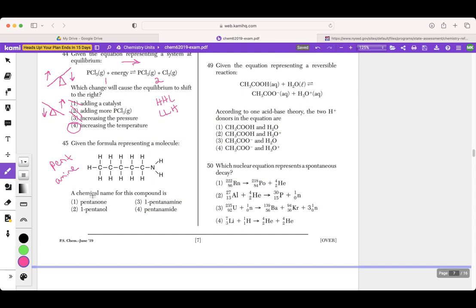Now we look and see which one has pent and amine in the name. The only one that does is choice 3.